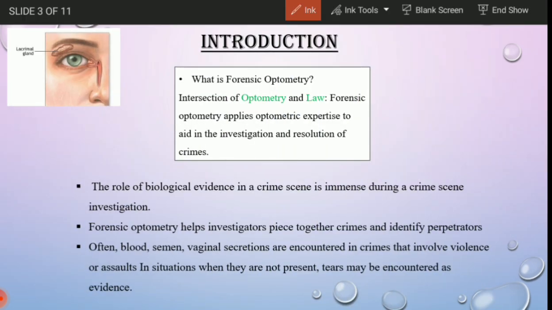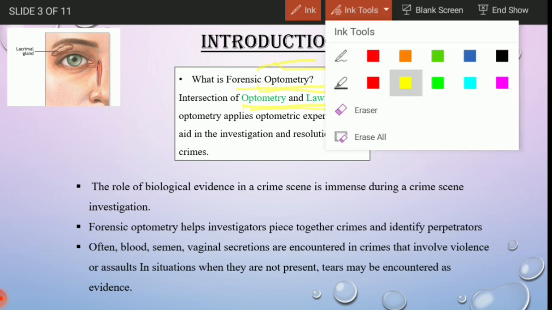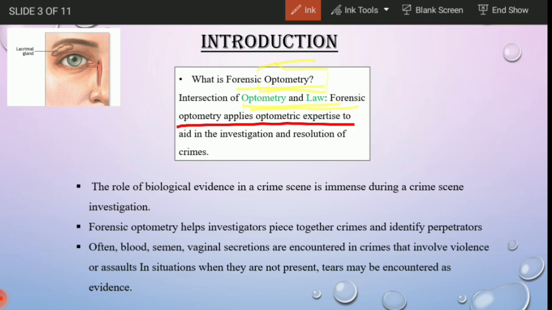Forensic optometry. First of all, it is important for us to know what optometry is. Optometry can be termed as a branch of medicine that deals with the application of eyewear for correction of defects in the eyes, and with different eye defects like hypermetropia, myopia, and stuff like that. When optometry is used to solve cases for legal purposes, then this entire concept is termed forensic optometry.